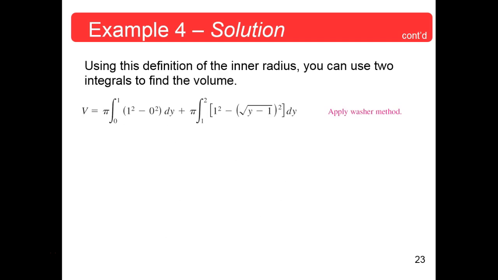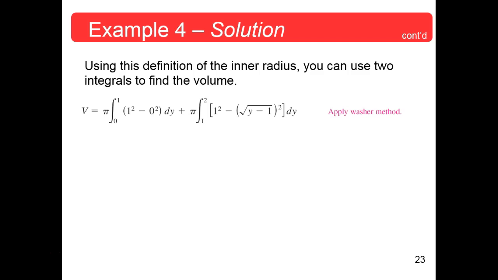Using that definition of the inner radius, you could use 2 integrals to find the volume. The first of these is going to be pi times the integral from 0 to 1. That's where your y's are going. You're doing dy, so you always measure this with y. And it's 1 squared minus 0 squared, because that was your outer radius, inner radius. So that first 0 to 1, that's a piece of cake, pi. This gives you 1, dy, integrate that, you get y, 0 to 1. Now you get 1 times pi.